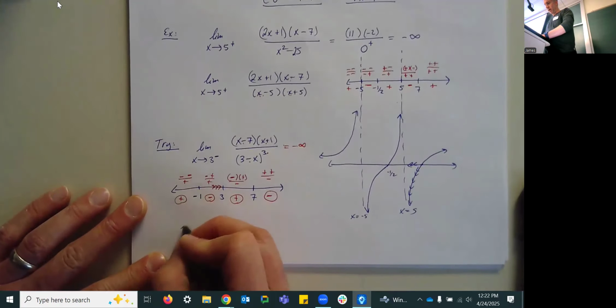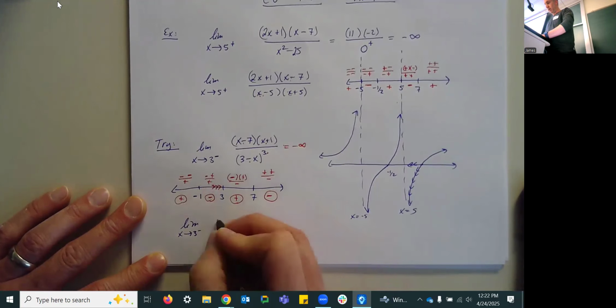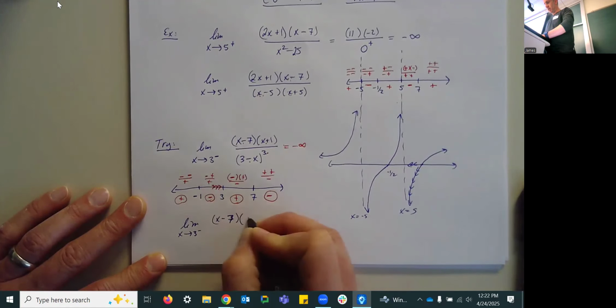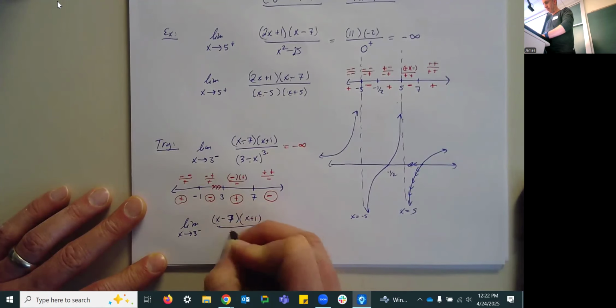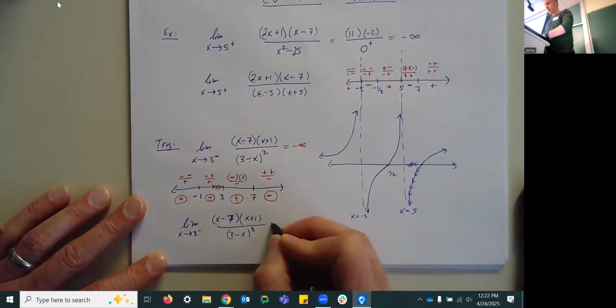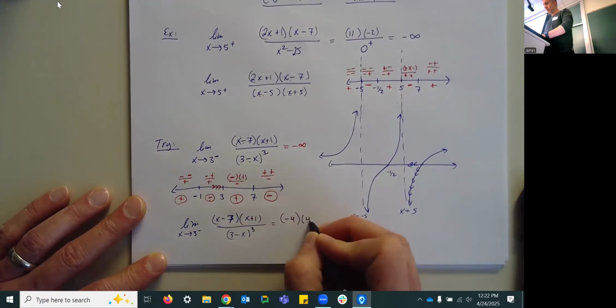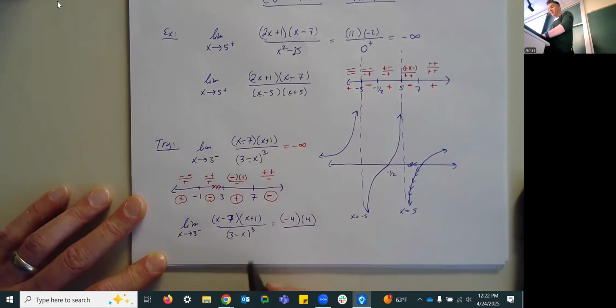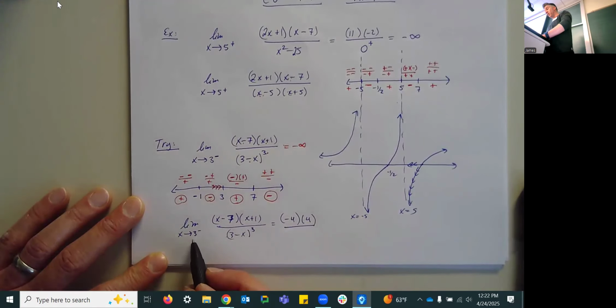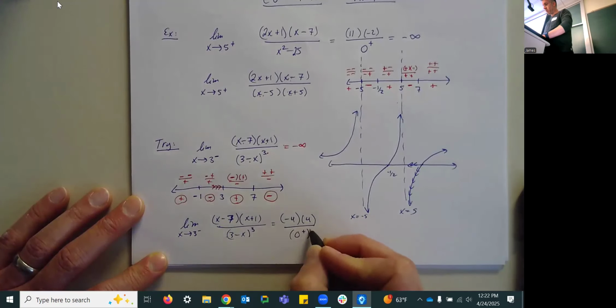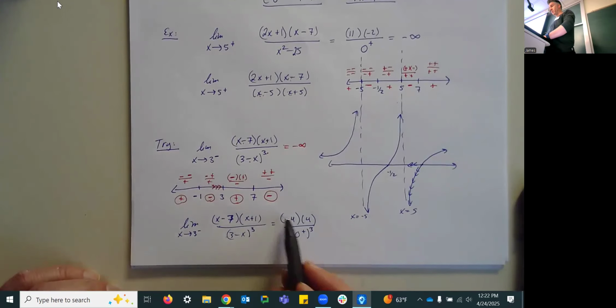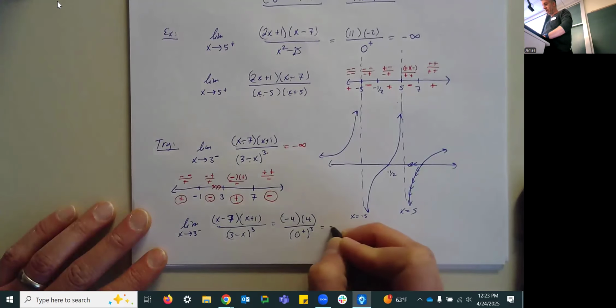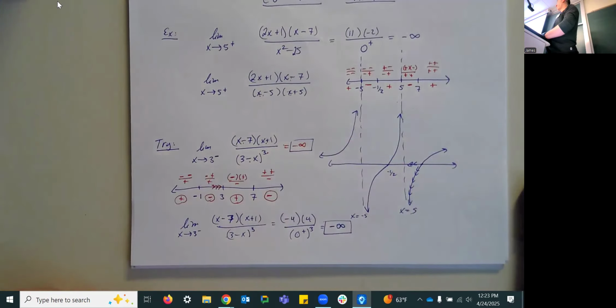Or if you want to do it more like I like to do it, I'm actually going to plug in 3 to x minus 7 times x plus 1 divided by 3 minus x squared. Sorry, 3 minus x cubed, apologies. And get -4 times +4 divided by 3 minus 3 is 0. But since this number is a little bit less than 3, 3 minus a number smaller than itself is going to be a little bit positive. And then it's cubed, so it's still positive. So we have a negative times a positive over a positive. The whole thing is negative overall. And since we're dividing by 0, it's got to be negative infinity. Either way is totally fine.